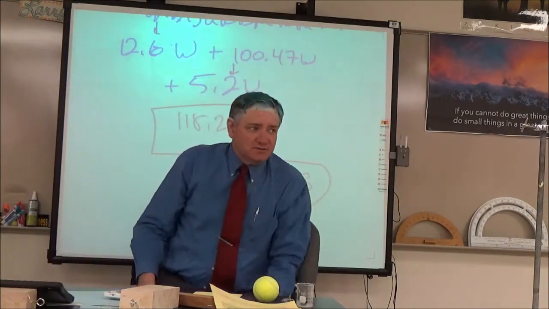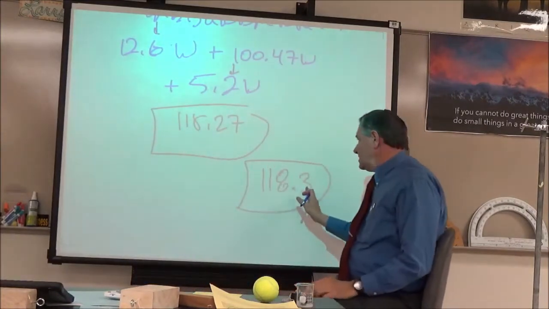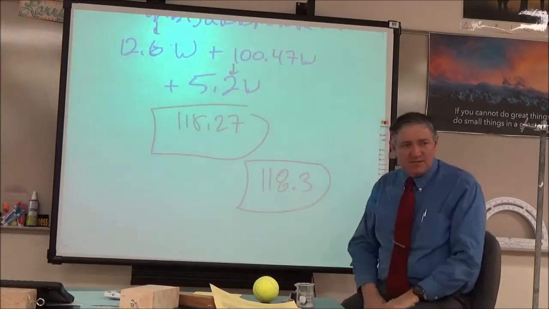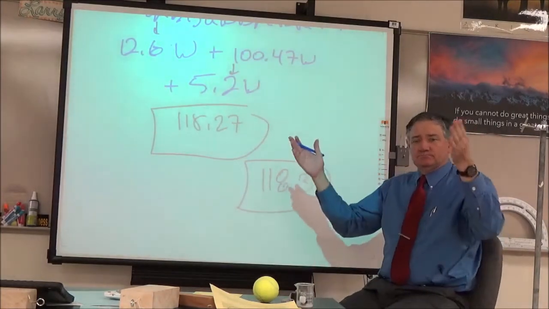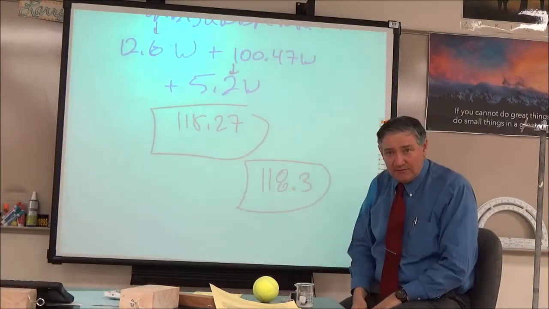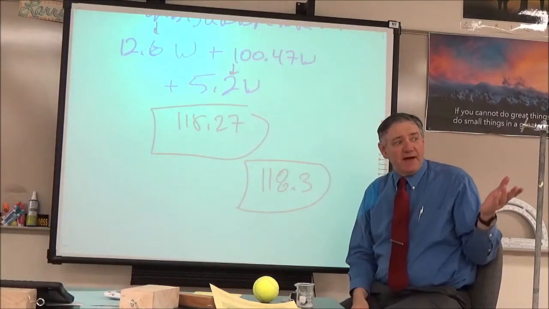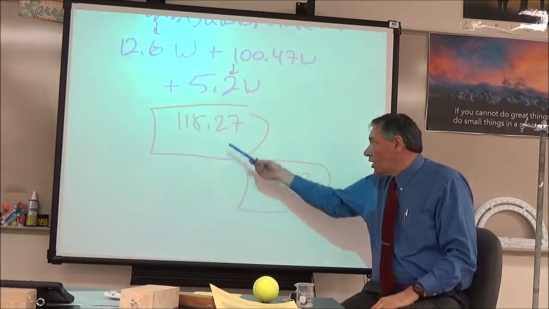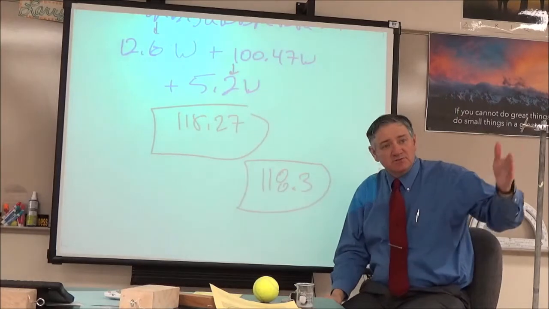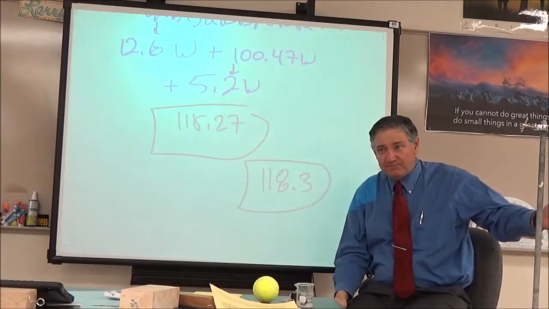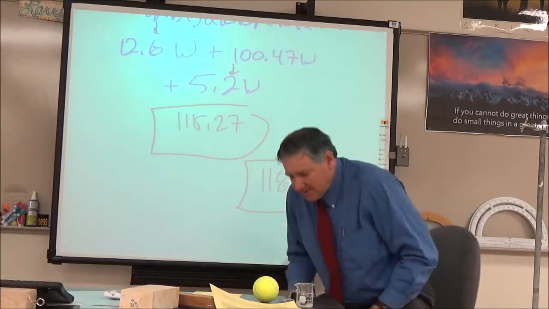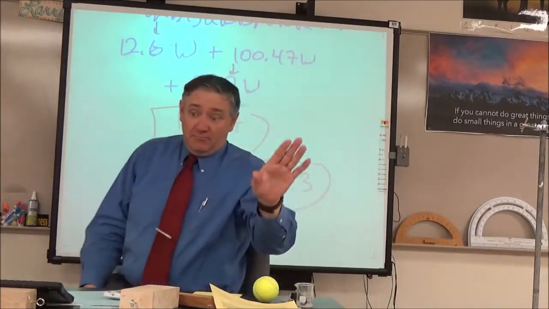Now, here's why this is important. If I see this, I'm going to think, oh, okay, the least precise measurement was out there to the tenths. That's what I've got. Because if you write 118.27, I'm going to think that all of your measurements were out to the hundredths place. And they weren't. The tenths was the least precise place value.